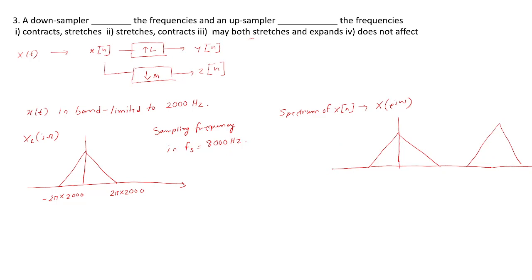There are actually multiple copies. I am not going to draw all. It's anyway periodic with period 2 pi. So we can see if sampling frequency is 8000 Hz, so 2 pi corresponding to 8000, therefore 2000 is going to correspond to pi over 2. So in discrete time spectrum, it's band limited from minus pi by 2 to pi by 2.